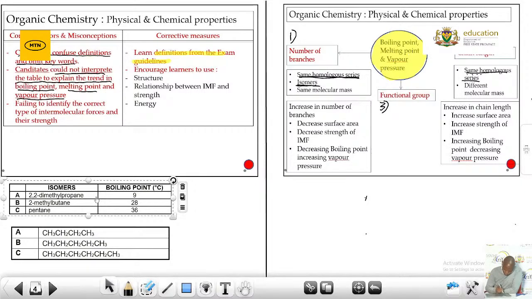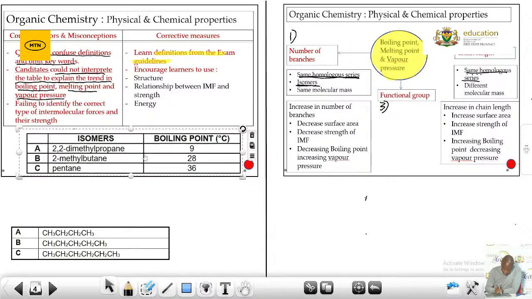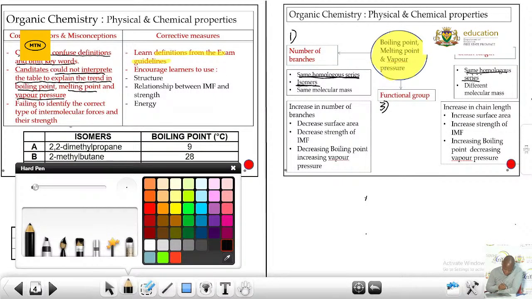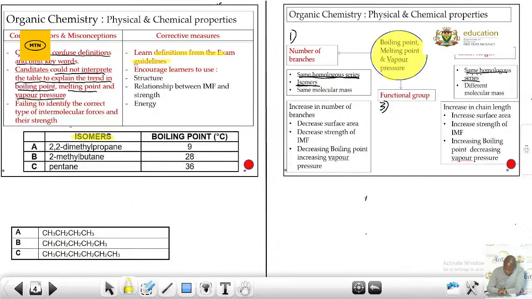So I am quickly going to bring this one forth for the purpose of explanation. Let me quickly increase the size. When I look at A, it is 2,2-dimethylpropane, B is 2-methylbutane, and C is pentane. And the examiner is telling me that these are isomers of each other. So it means the examiner is asking me to explain something in terms of the number of branches. Once I have identified the factor that the examiner is assessing, I will be in a position to answer correctly.